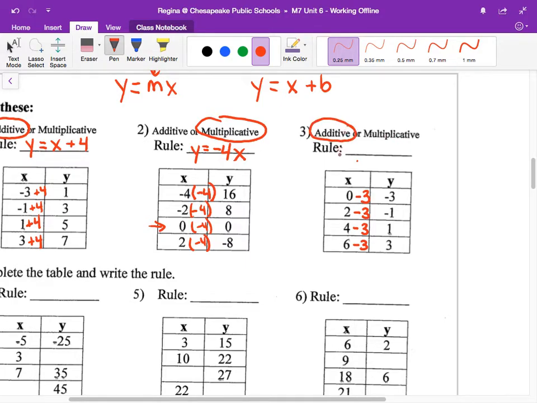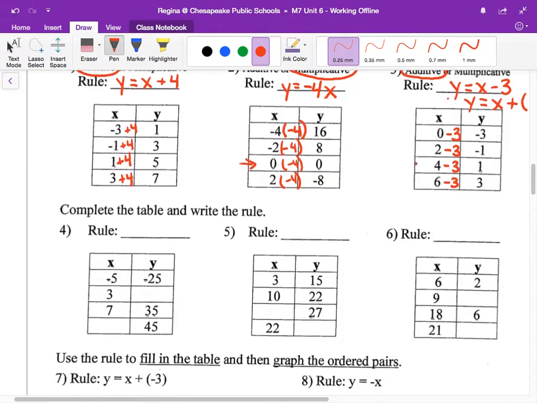Even though we're looking at it as subtracting something, that still means additive because we could write it like this, or we could write it like this. Both of those mean the same thing: y equals x plus -3, or y equals x minus 3. All right, so that's an additive relationship. We're not multiplying x by anything. We're just adding or subtracting.